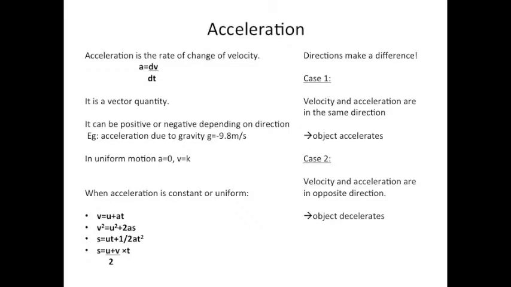When this happens, we have some equations. When acceleration is constant or uniform, on the other hand, it means acceleration has a constant value, like 2 meters per second squared or 5 meters per second squared. And then we can use these four equations given below. That's v is equal to u plus at, v squared is equal to u squared plus 2as, s is equal to ut plus half at squared, and s is equal to (u plus v) divided by 2 into t.